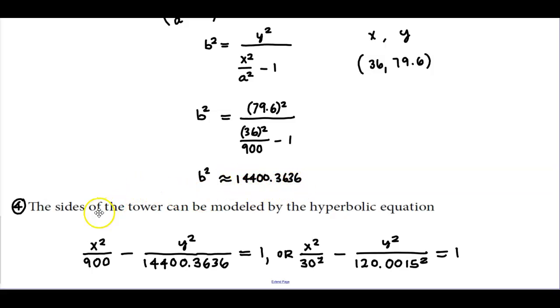14,400.3636. And so the sides of the tower can be modeled by the hyperbolic equation x squared over 900 minus y squared over 14,400.3636 equals 1. Or we can say that x squared over 30 squared minus y squared over 120.0015 squared is equal to 1.